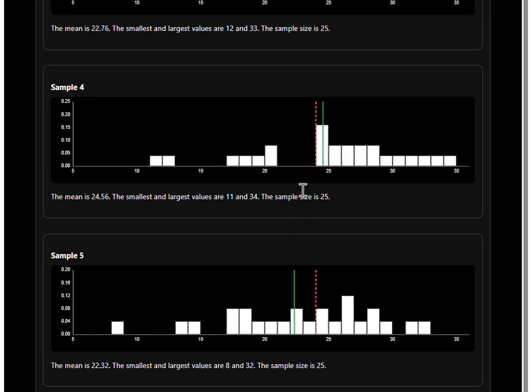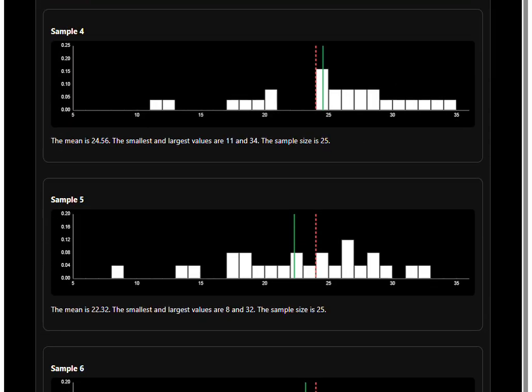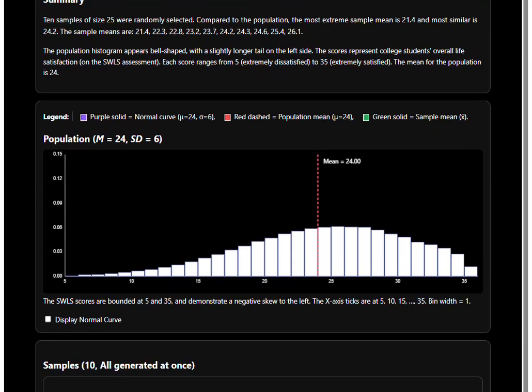Also, when we take a look at this, we get a little bit of a hint that there's some negative skew, and that we have more values that are close to the sample mean on the right, and on the left we see these values are a little bit more spread out. Okay, what about for a sample size of 100?